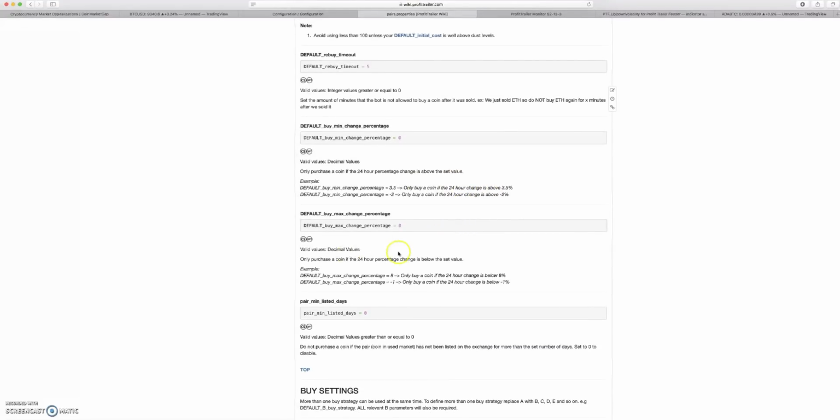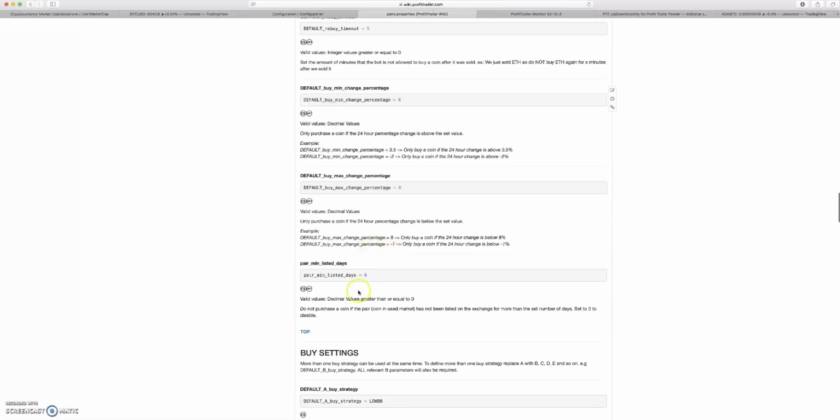Default buy max change percentage. So only purchase a coin if the 24-hour percentage change is below the set value. So this is just kind of the inverse of what we just saw. So if you have it set to -1, only buy a coin if the 24-hour change is below -1%. So this is kind of you trying to time the bottom. And that's a good thing.